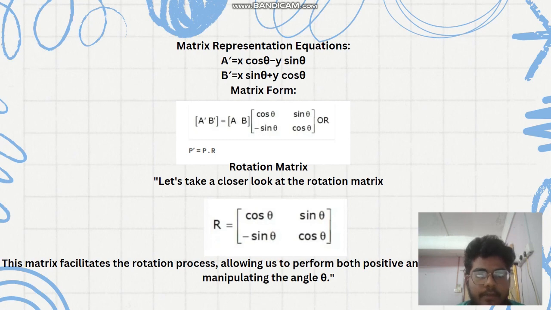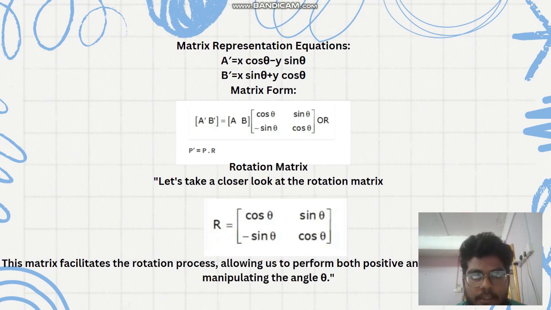For the rotation matrix, let's look closer. R is defined as cos theta, sin theta, negative sin theta, and cos theta. This matrix facilitates the rotation process, allowing us to perform both positive and negative rotation by manipulating the value of the angle theta.